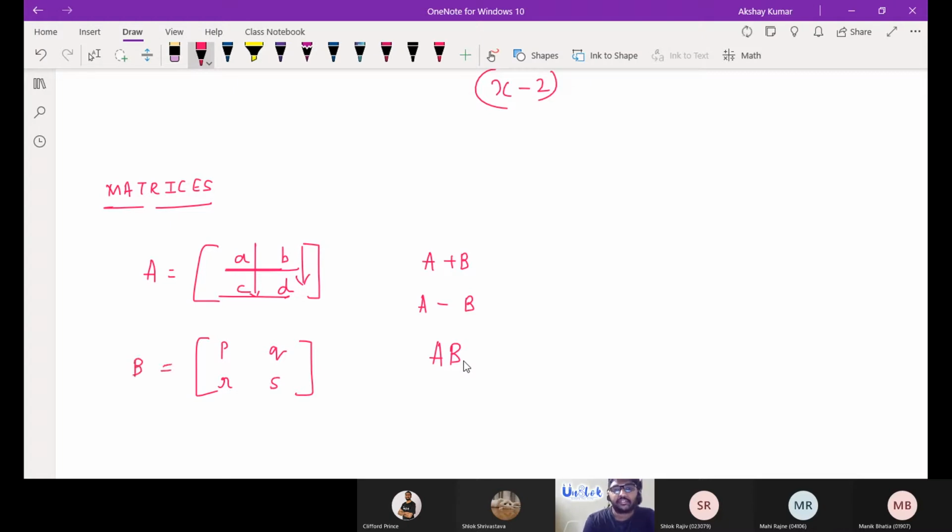So you will be able to understand what a matrix is, what the different types of matrices are, what rows and columns are, which are the basics of a matrix, and you will be able to add two matrices, subtract two matrices, and also multiply two matrices. So this is what we will be studying in the matrix chapter. Clear?